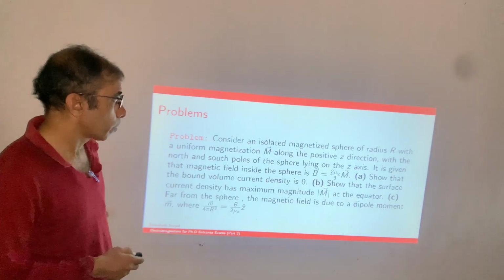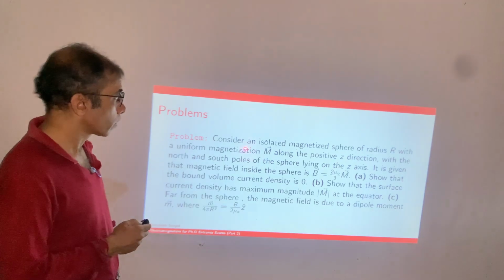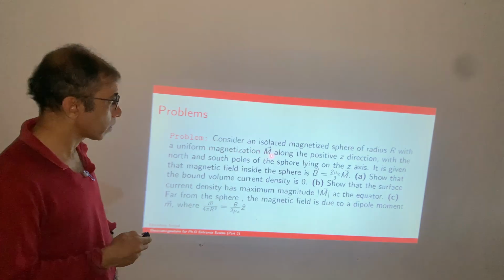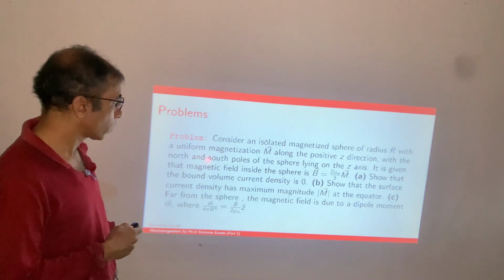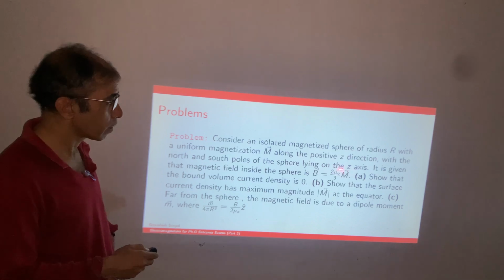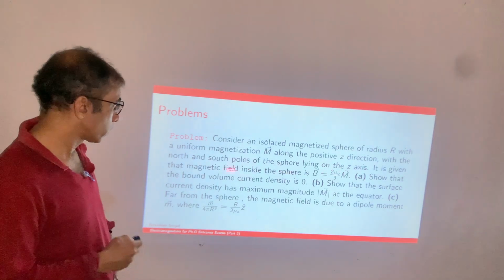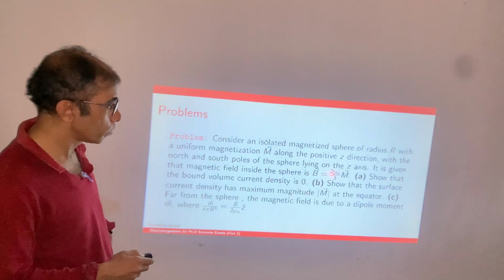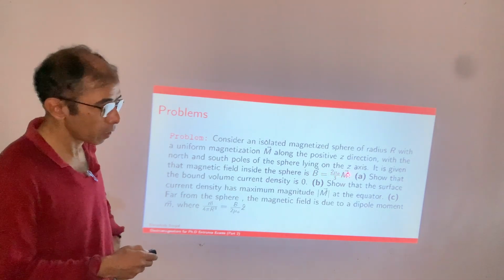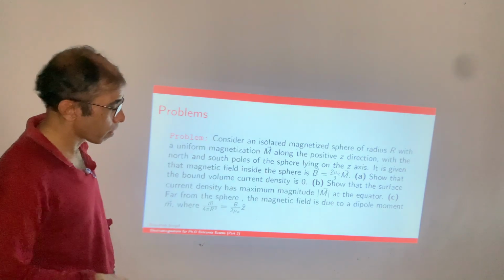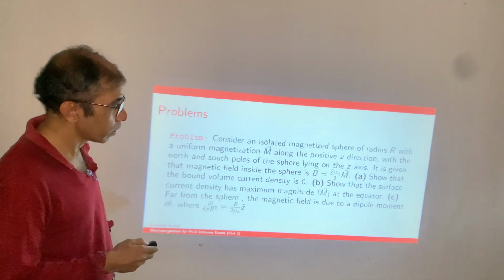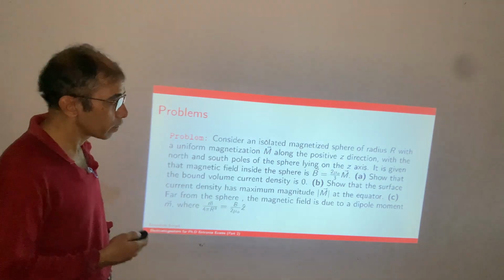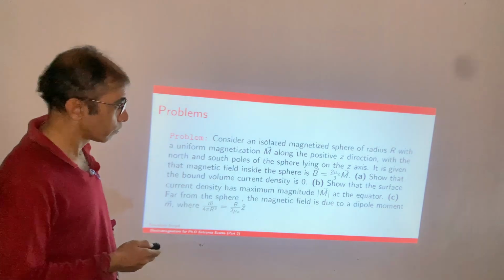So this is another problem. Consider an isolated magnetized sphere of radius r with uniform magnetization M along the positive z direction, with north and south poles of the sphere lying on the z-axis. It is given that the magnetic field inside the sphere is B = (2μ₀/3) M vector. M is the direction of magnetization inside the sphere, and it is a constant vector.